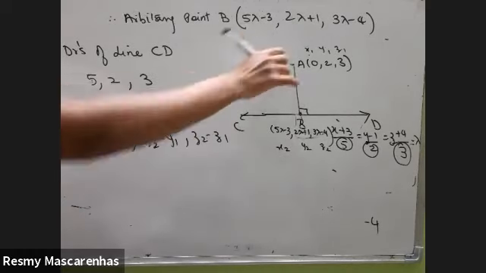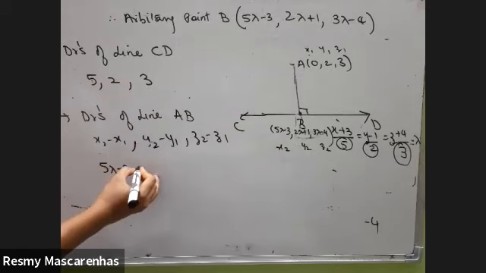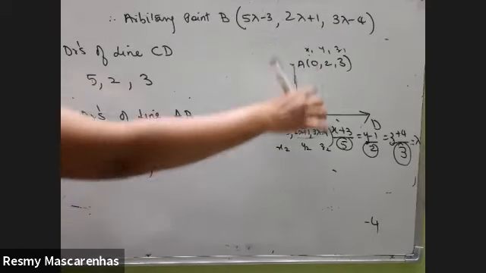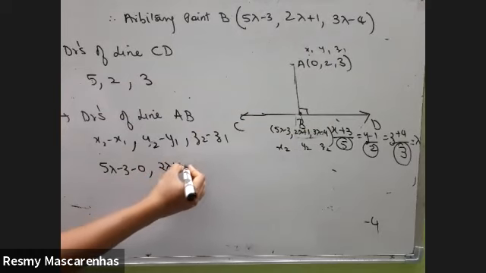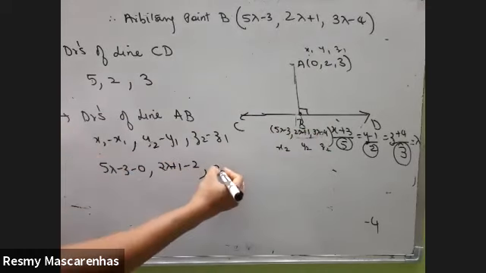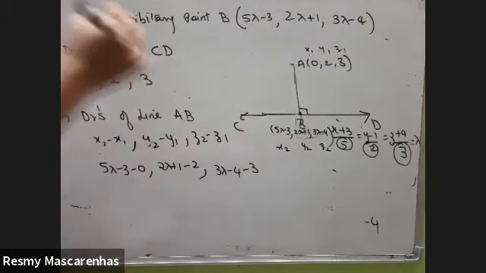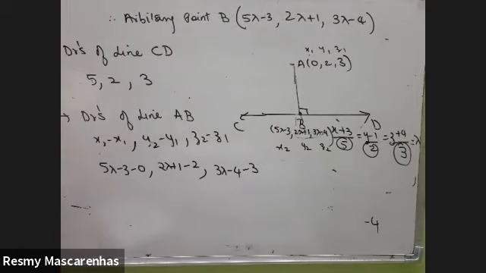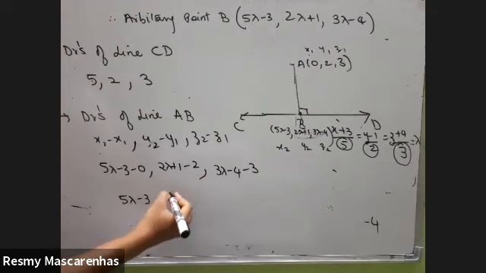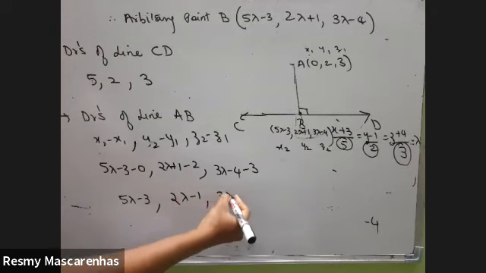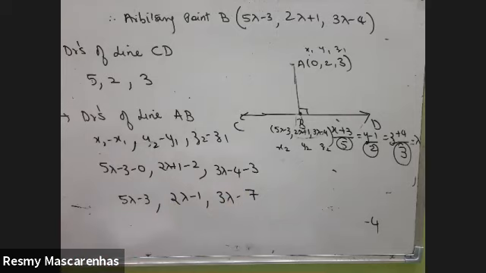Okay. So 5 lambda minus 0. Same way 2 lambda plus 1 minus 2 and 3 lambda minus 4 minus. Calculate what are the direction ratios. 5 lambda minus 3. These two steps can be skipped. Straight away you have to calculate this in your mind and write. These are my direction ratios of line AB. And these are of CD.